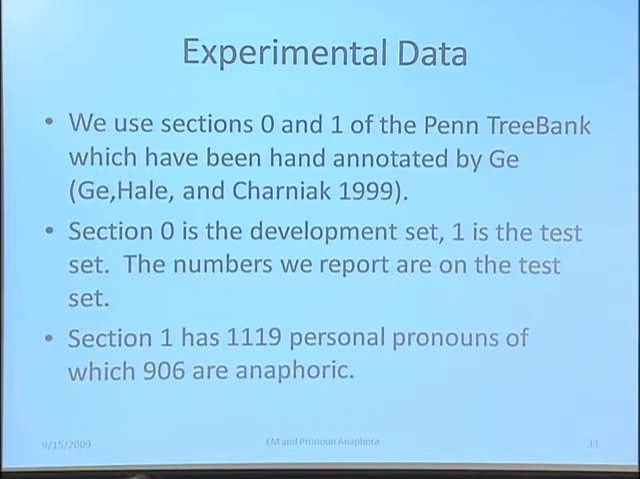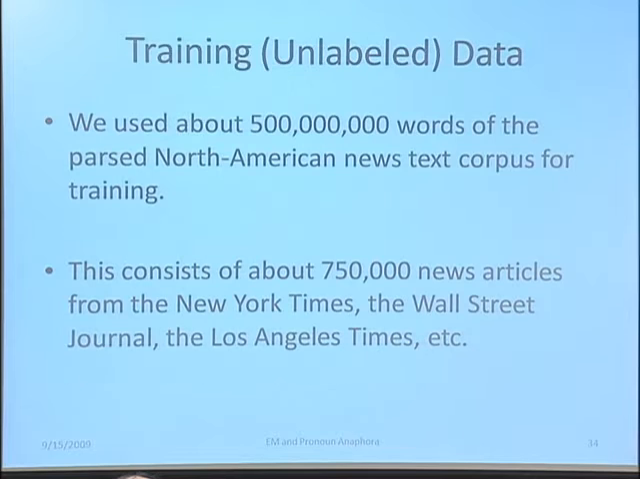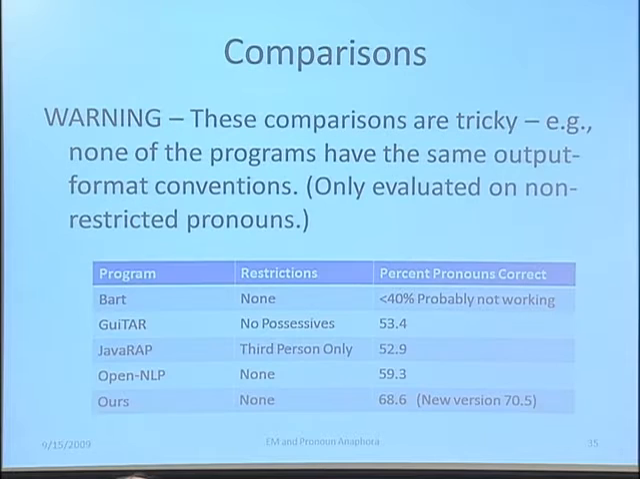Section 1 has 1,119 personal pronouns, of which, according to Niu Ji, 906 are in fact anaphoric. For unlabeled data, as I said, we used 500 million words of North American news text. This consists of about 750,000 news articles from the New York Times, Wall Street Journal, Los Angeles Times, and 1 or 2 others. So here are the comparisons with the 4 programs that I mentioned.